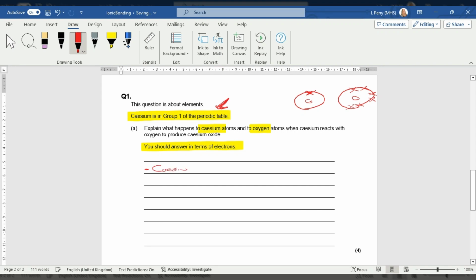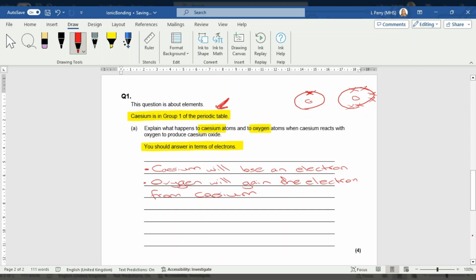Cesium will lose an electron. Now oxygen, well, it's got 6 electrons. It wants a full outer shell. It needs 2 more. So it's going to gain that electron from cesium. So another bullet point. Oxygen will gain the electron from cesium. So again, another valid point.